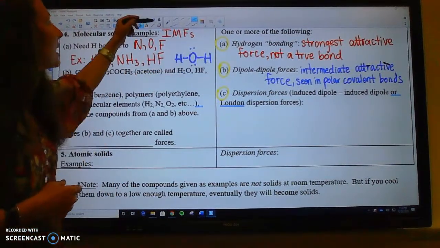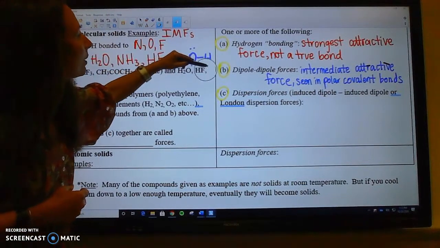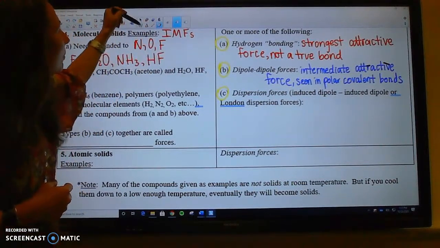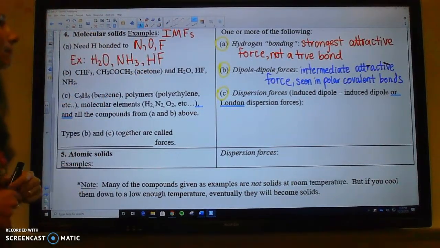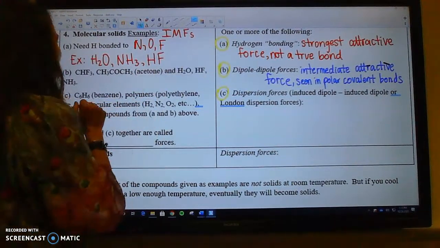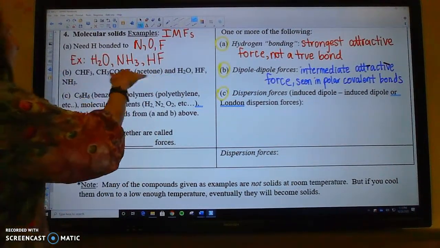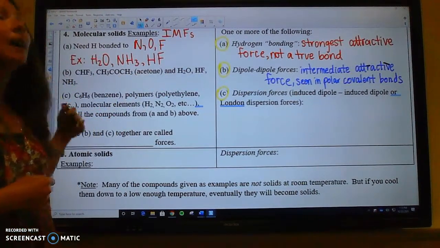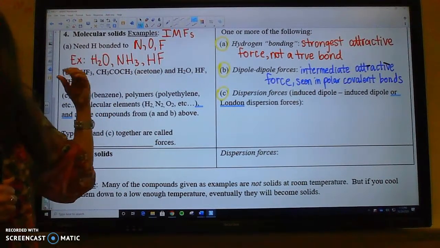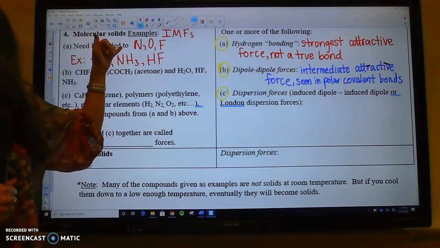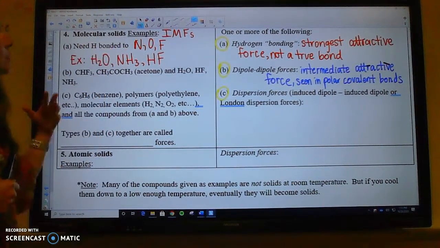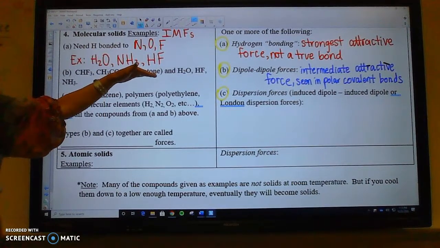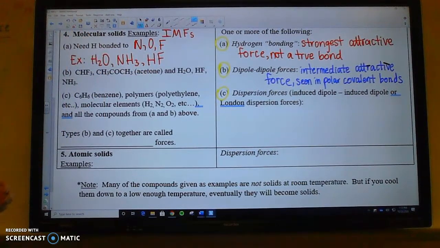But I wanted you to see an example of what a polar covalent bond looks like, and then a polar molecule. So that's dipole-dipole. Dipole-dipole is also seen in things that hydrogen bond, but the dominant force that's present is always the stronger one. Okay? So with water, we don't think of dipole-dipole forces, we think of hydrogen bonding.